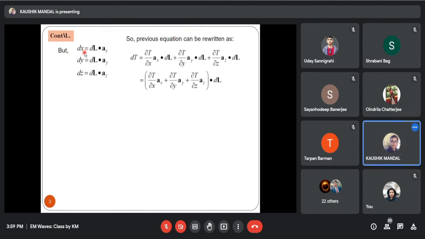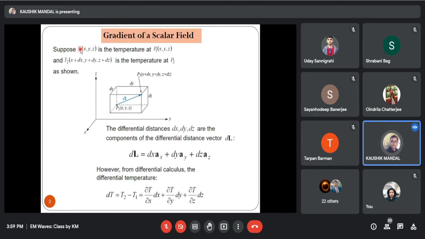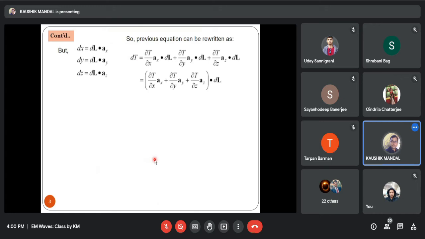Now we know how we can find out this dx. Just consider the previous equation. How can we find out dx? We can find out this dx by dotting this dl vector with ax. dx equals dl dot ax, dy equals dl dot ay, and dz equals dl dot az. So the previous expression can be written in that particular form.